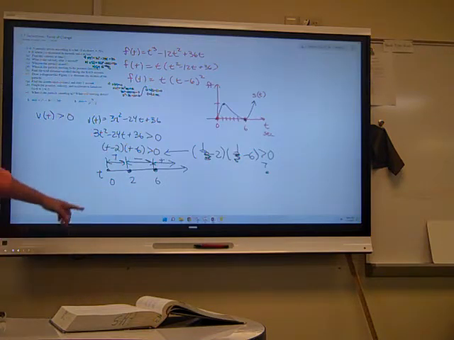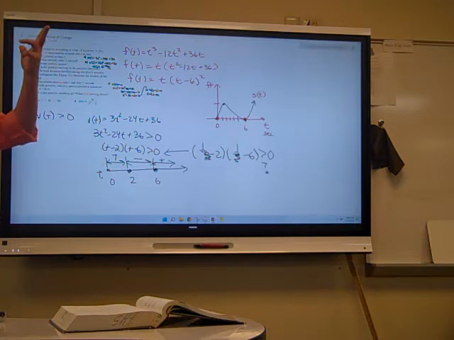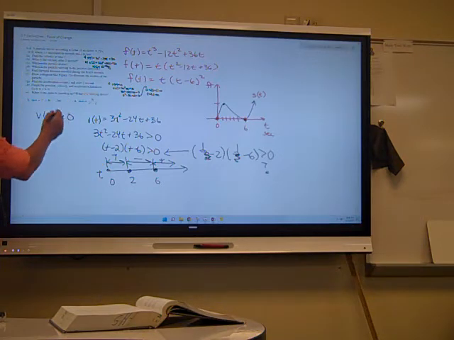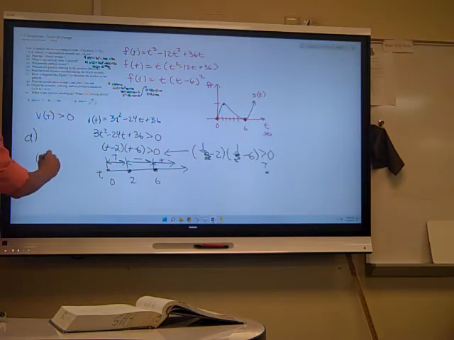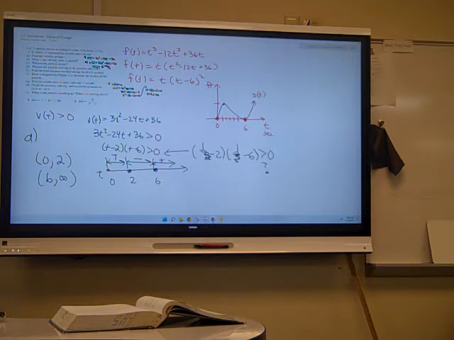So guys, I now have a graph, right? So now we got to do intervals. So when is the particle moving in a positive direction? Letter D. 0 to 2, and then 6 comma infinity. Because it didn't give a cap, did it?